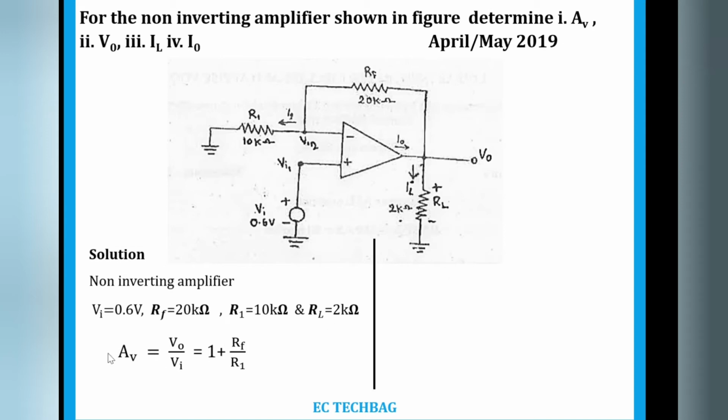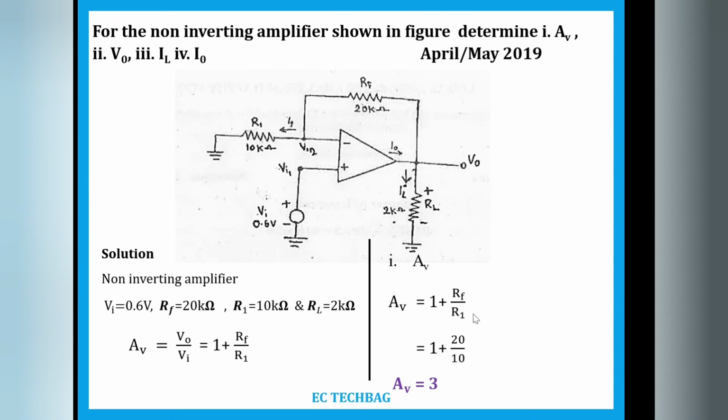So voltage gain, we know the formula. Here Rf value is 20 kilo ohm, R1 value is 10 kilo ohm. Substitute those values here. 20 by 10, that is 2. 2 plus 1, 3. So the voltage gain is 3. Here we know all the values. So by simply substituting the values, you get the voltage gain. And the voltage gain value is 3.